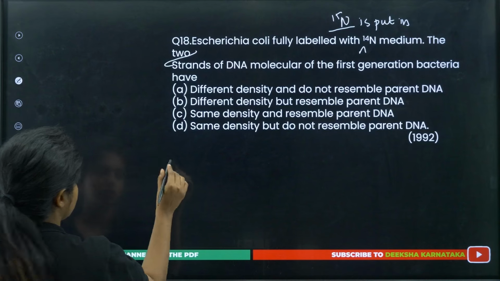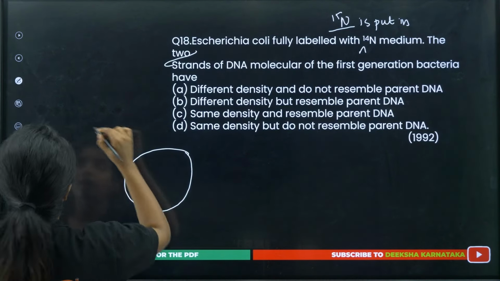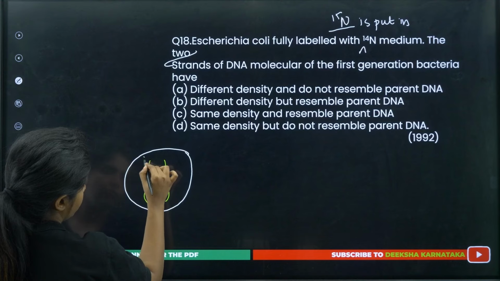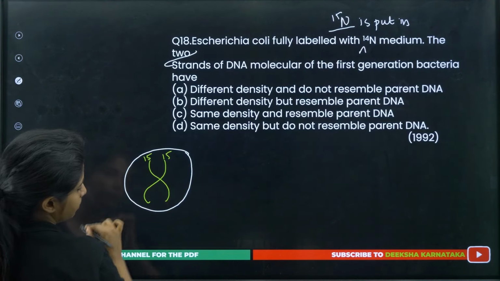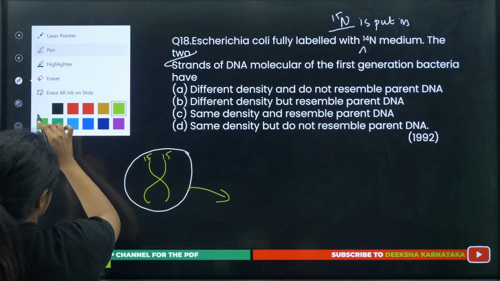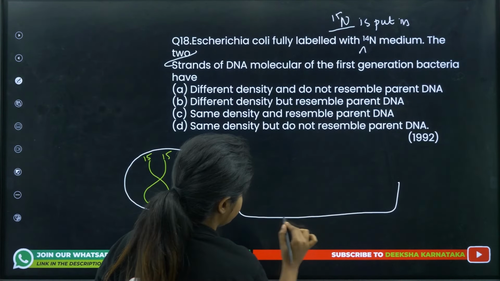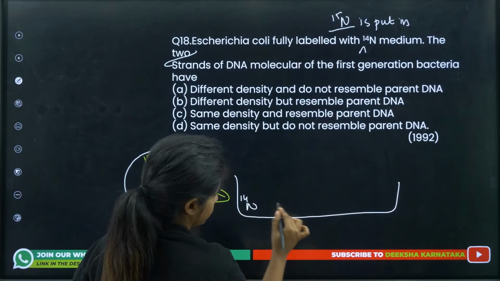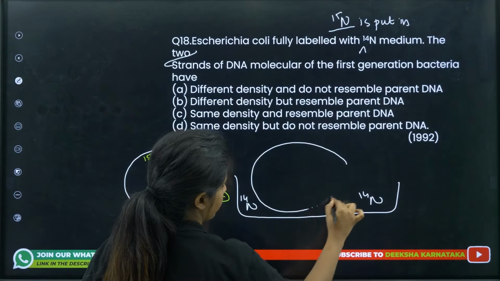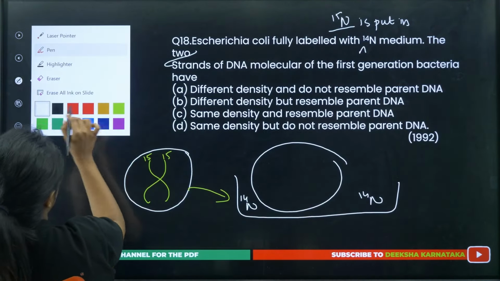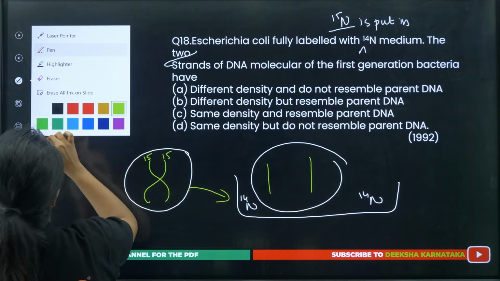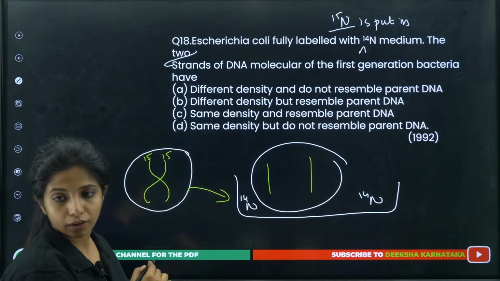So basically, just imagine that you have the N15 one, the normal one, but now you are putting this Escherichia coli in a medium that is having N14. So obviously when they replicate, it will open up. This opens up into two strands, and correspondingly there is the semi-conservative model experiment, right?